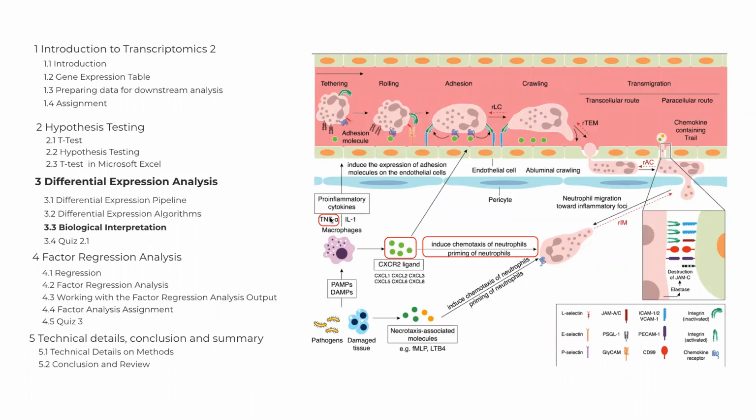TNF alpha here is going to be a player in neutrophil migration, and then CXCL8 was a ligand for CXCR2. And so because these were downregulated, the ability to induce chemotaxis of neutrophils as well as the priming of neutrophils was attenuated.